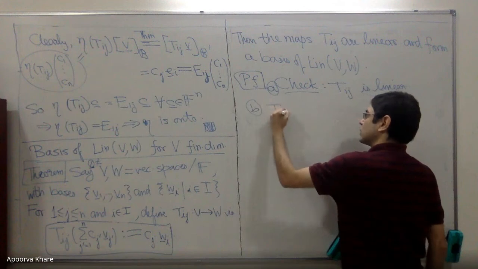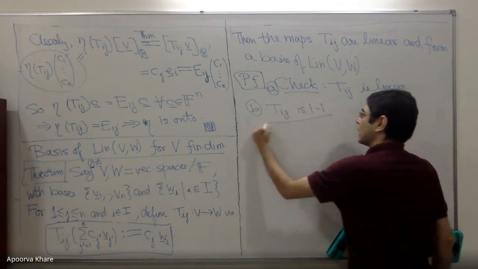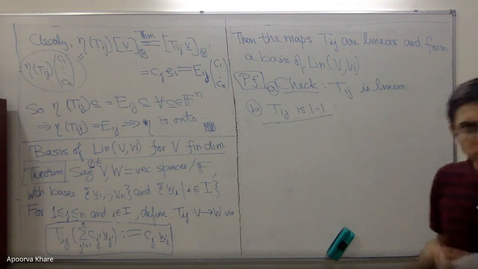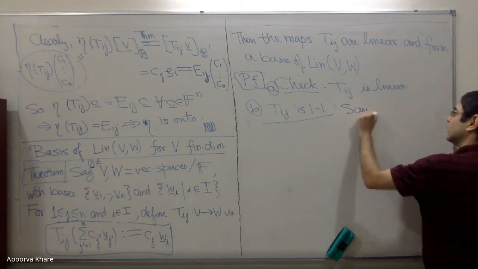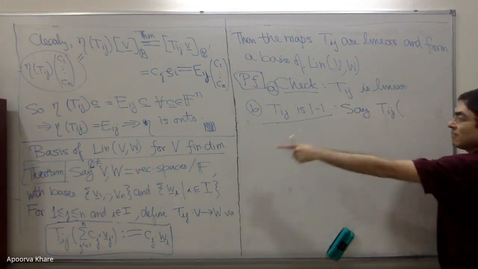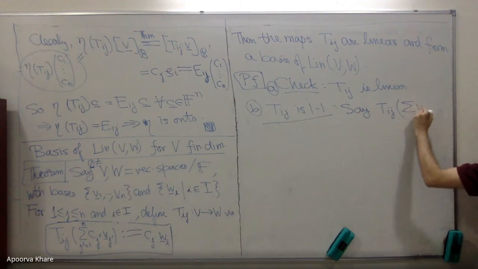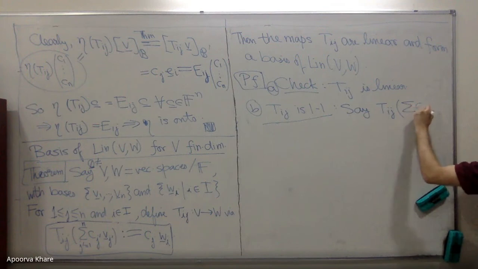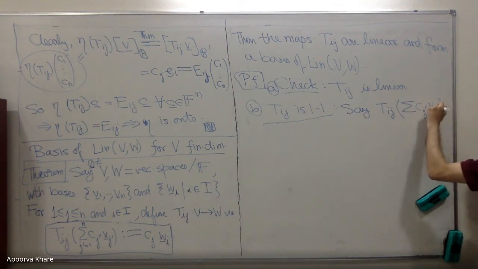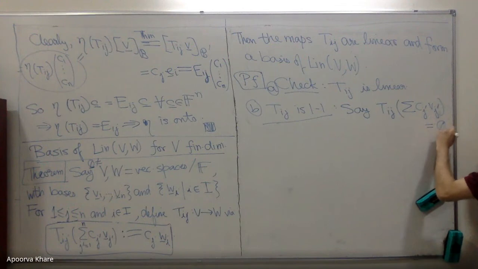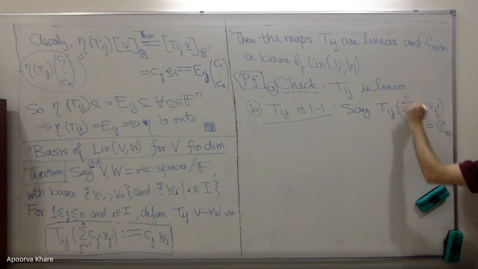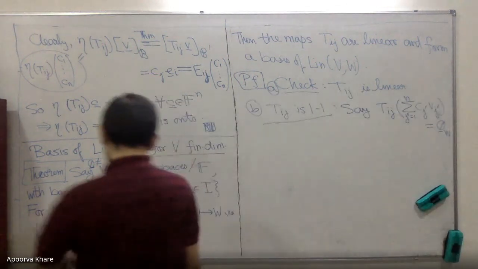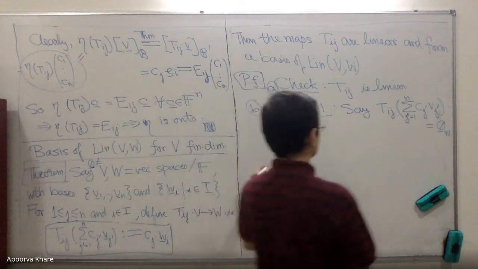Part B, Tij is 1-to-1. Again, the same thing. We've seen this, like, I think twice today itself. You have to check that the kernel is 0. So say Tij of some vector is 0. Well, some vector is summation Cj prime Vj prime, equals 0 in W, j prime goes from 1 to n. Well, what is Tij of Vj prime? This means Cj times Wi is 0.